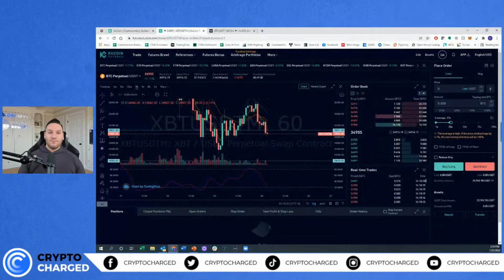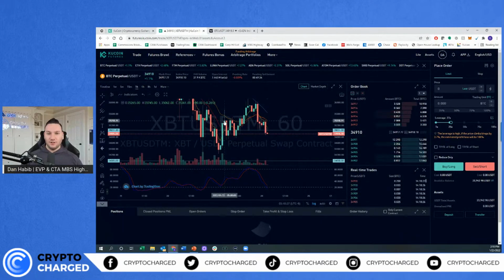Now, Gavin, if you could pull up my screen, this is what the KuCoin futures interface looks like. But before we get to this, one of the things we have to do is fund your KuCoin account.